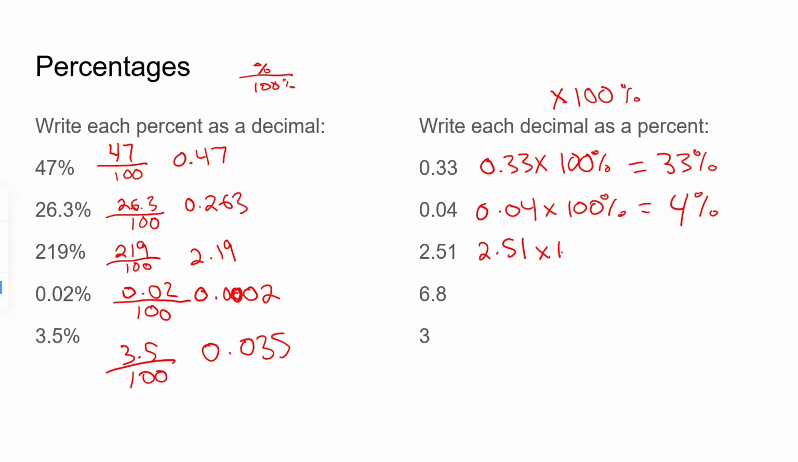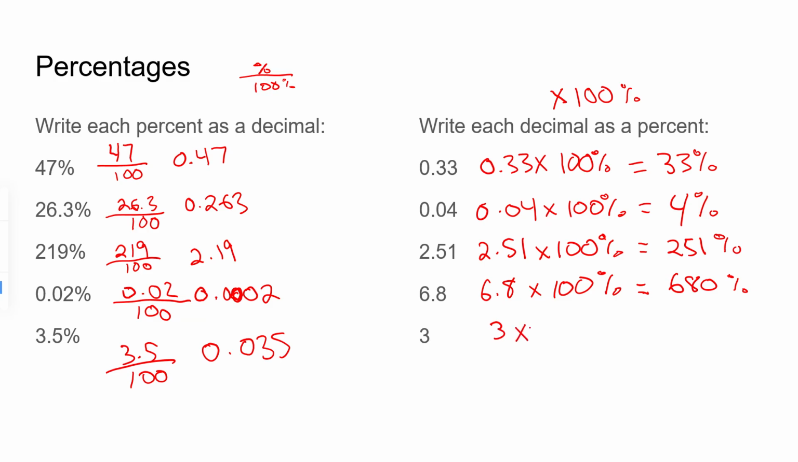2.51 times 100% equals 251%. 6.8 times 100% equals 680%. 3 times 100% equals 300%.